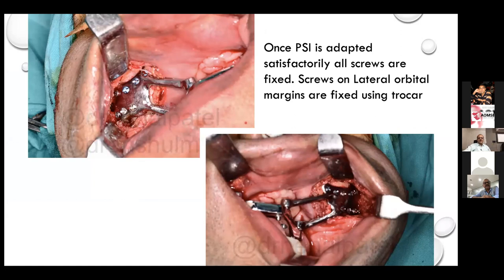And once you are satisfied, after placing the two screws, we pass a very thin probe or Mitchell over the edge of the implant and the bone to see if there is any space left between the bone and implant. If we feel there is a space left, then you may have to remove the screw and then recheck, readapt and recheck the occlusion and adapt properly. So now you fix it.